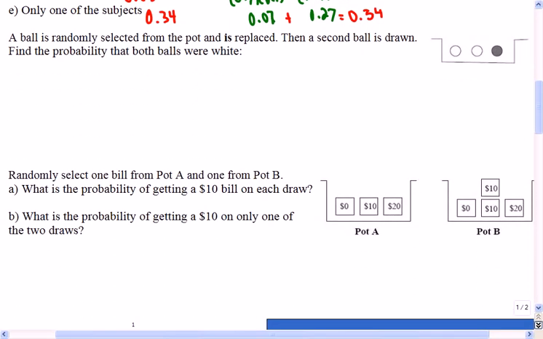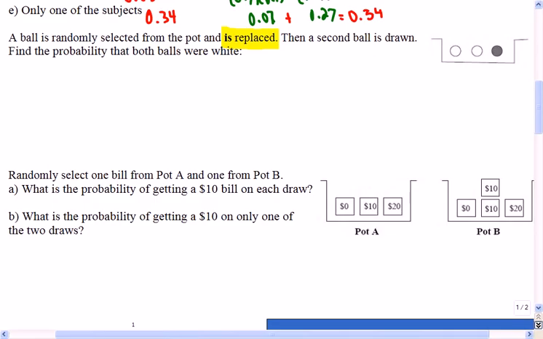A ball is randomly selected and is replaced. A second ball is drawn. Find the probability that both were white. Now, this is important. You're going to learn the language a little bit here, but the fact that it's replaced is important because if we were to withdraw that and not replace the ball, it would no longer be independent.